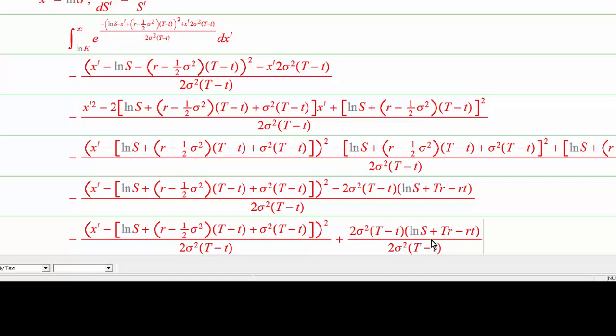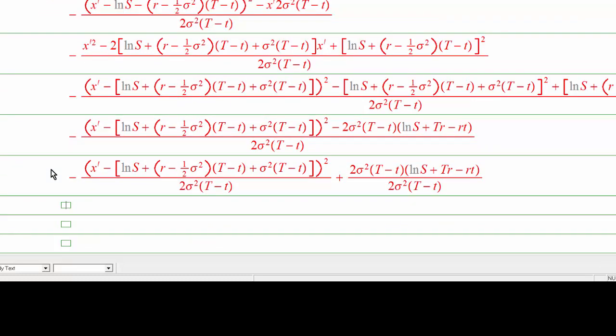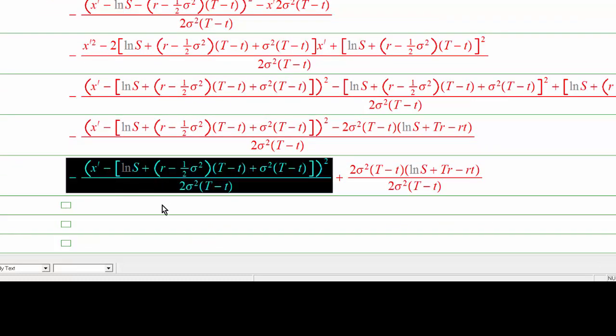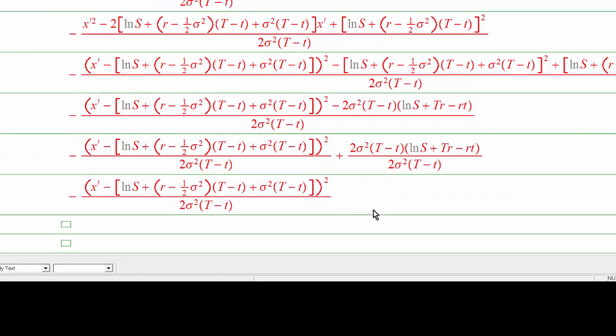And now we can see that some things are going to end up canceling out. Oh yeah, some things like the 2 sigma squared t minus t on the top and the 2 sigma squared t minus t on the bottom. This whole thing should clean up to be that plus this piece. Now that's great.